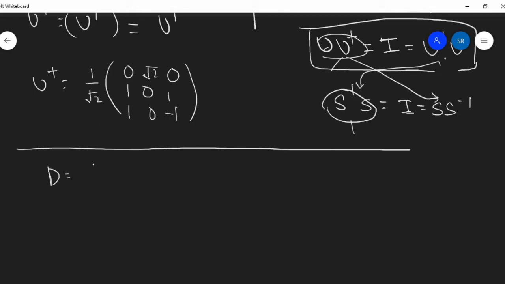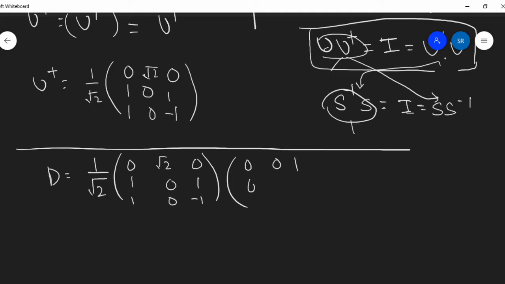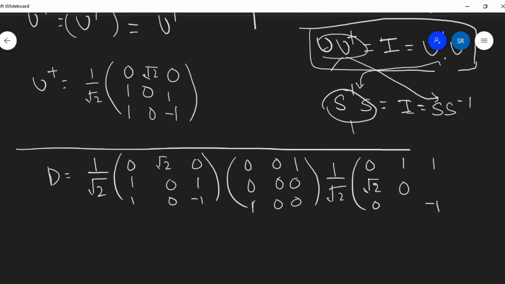So let's just put in the values over here. This is 1 by root 2, 0, root 2, 0, 1, 0, 1, 1, 0, minus 1 times our omega, which is 0, 1, 0, 0, 1, 0, 0, 0, 1, 0, 0, times this guy, which is 0, 2 root 2, 1, 0, 1, 1, then we have 2 root 2, 0, 0, minus 1, 0, 1. Great.